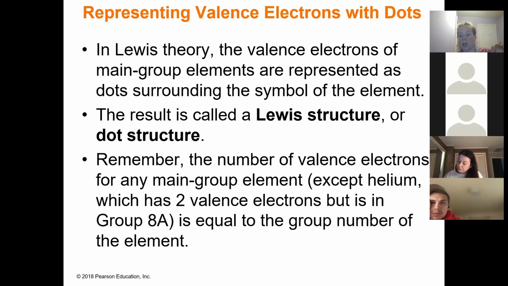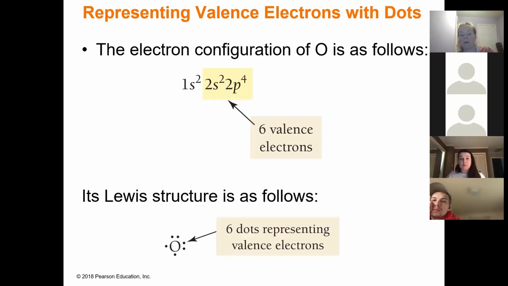In a Lewis dot structure, we're going to put the total number of valence electrons around the symbol. Now remember, valence electrons are not all of the electrons. It's just the electrons that are in the outermost shell. So if we look at oxygen, this is the electron configuration for oxygen, 1s2, 2s2, 2p4. To figure out the valence electrons, we look at the highest orbital number and add up those electrons. So 2 here and 4 here gives us a total of 6 valence electrons.